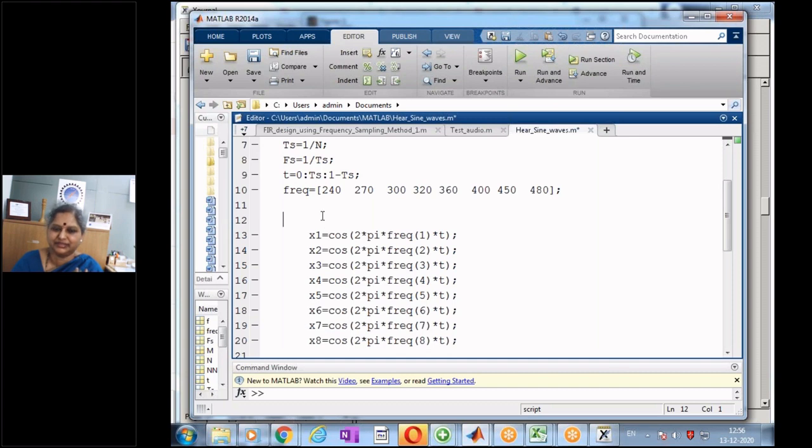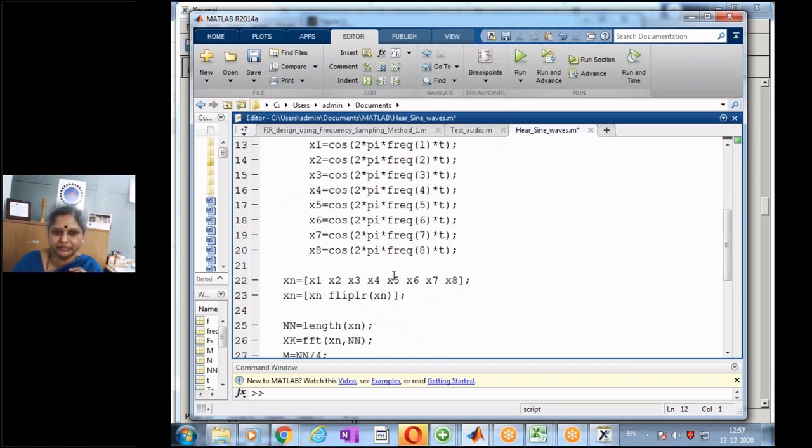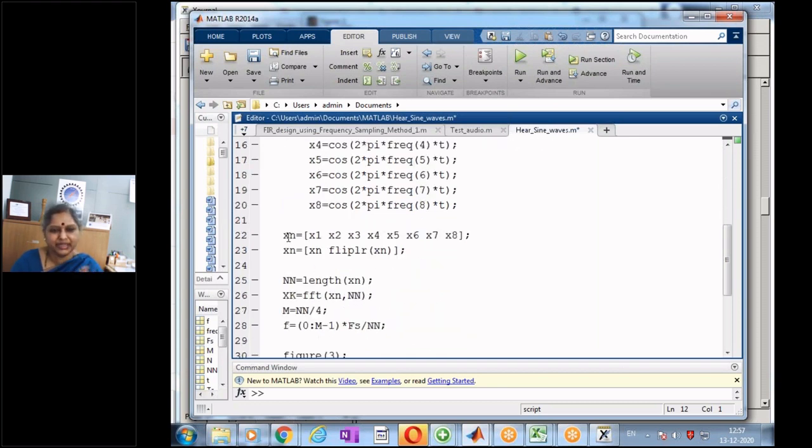I'm getting my 8 signals, each of different frequencies, 240, 270, and so on. These are the frequencies that we have. We're generating the cosine signals, each of duration 1 second. And then I'm concatenating all of them one after the other. So my 8 frequencies are here, and I'm also flipping them and putting them one behind, so it goes from 1 to 8 and then 8 to 1.